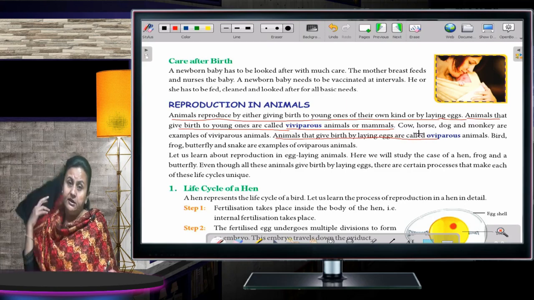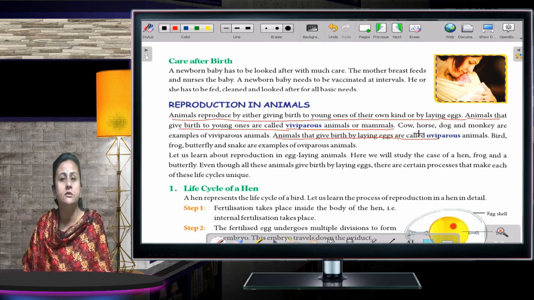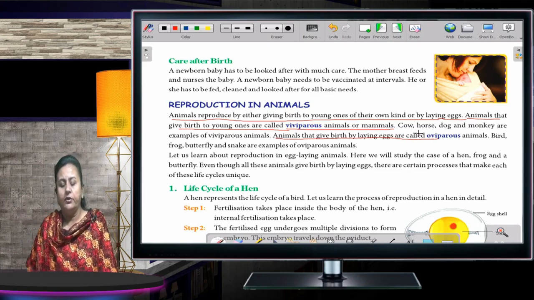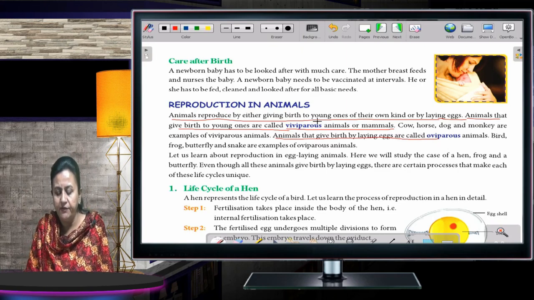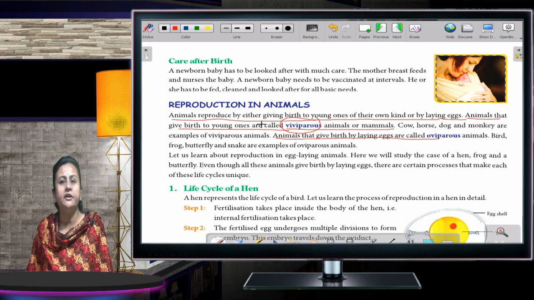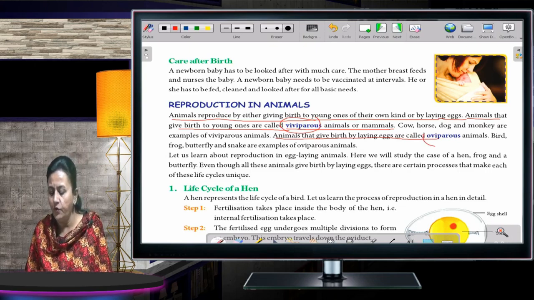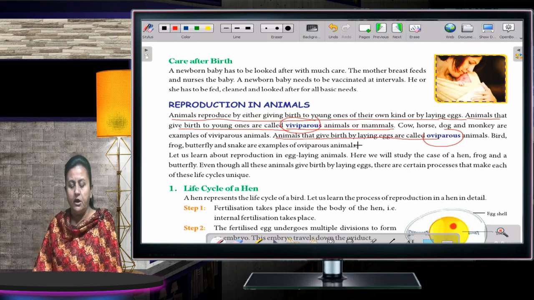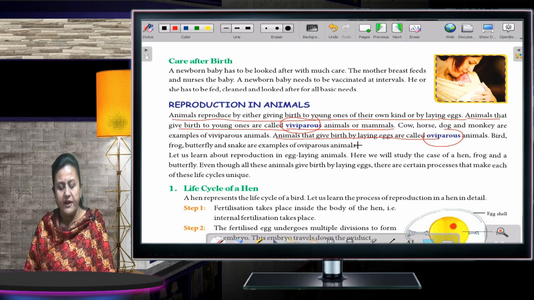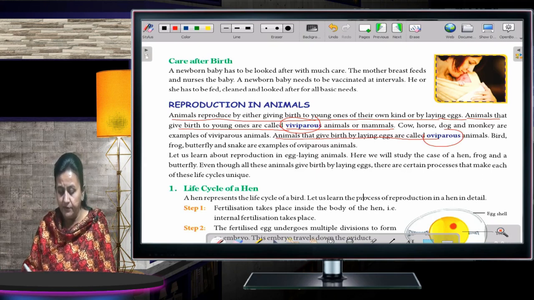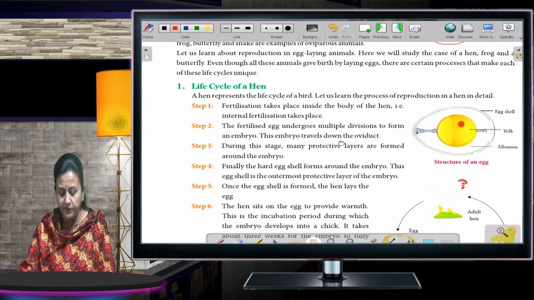Children, there are two types of animals. The ones which give birth to the young one are known as viviparous, but on the other hand, the animals which do not give birth but instead lay eggs are known as oviparous. Now this you can just go through, the life cycle of a hen. There is nothing much to tell you about this, you can just go through it.